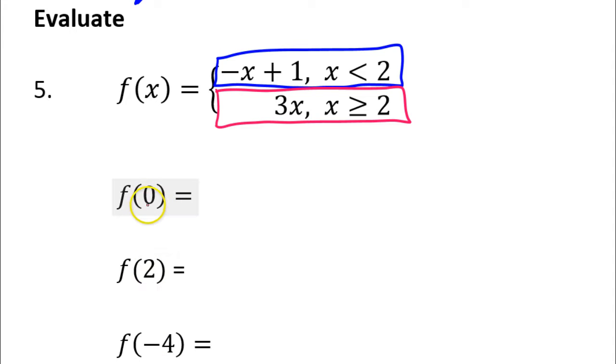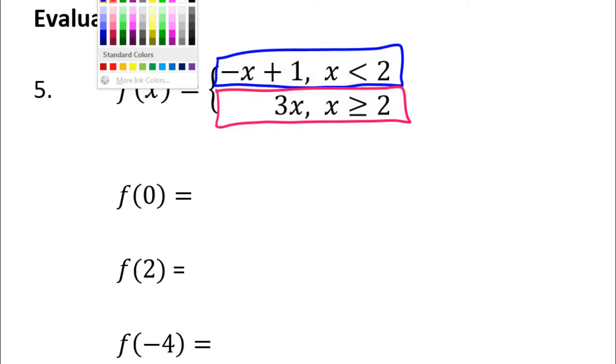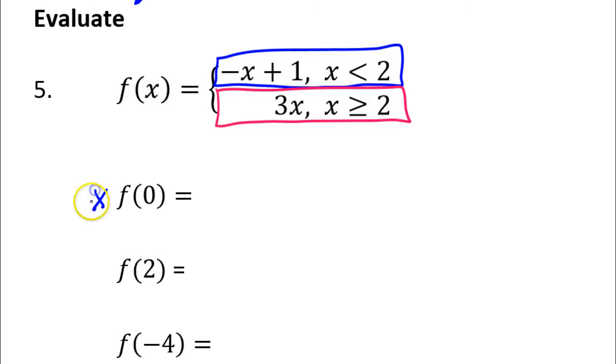So if x is 0, is that less than 2, or is that greater than or equal to 2? Clearly 0 is less than 2. So that tells us that we will use the blue part of the function. So that's what I'll do. I'll substitute 0 into the blue part of the function. So it's like having negative 0 plus 1, which of course will just be 1.